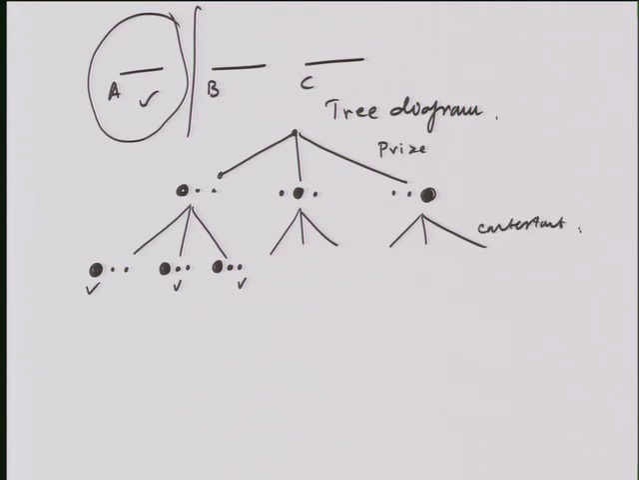So this is the prize, this is the contestant, and then what happens? Then Monty chooses which door to open. So in this case, he has two choices. He can either choose this door or that door. Okay, so how should we mark that? Let's call that open. Right, he has a choice of two doors to open.